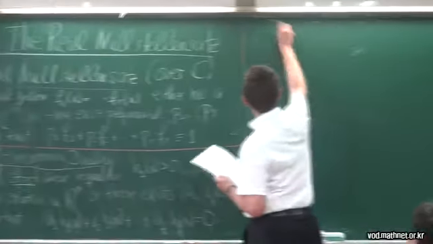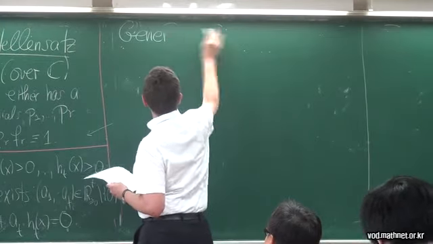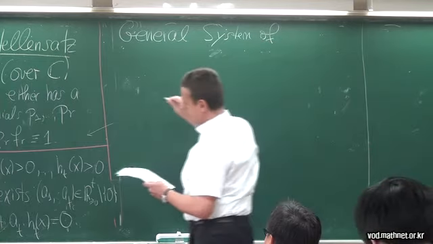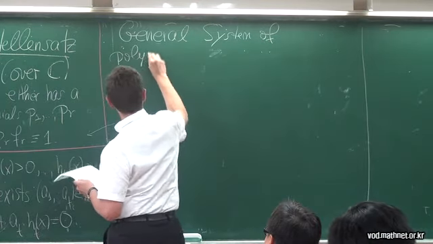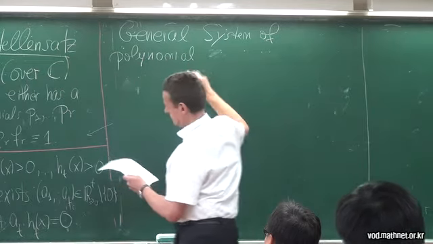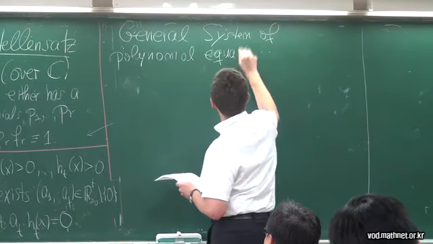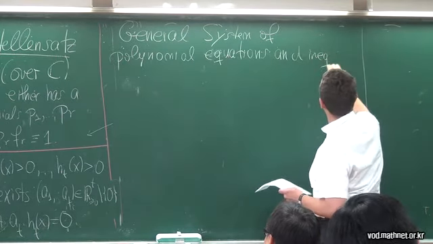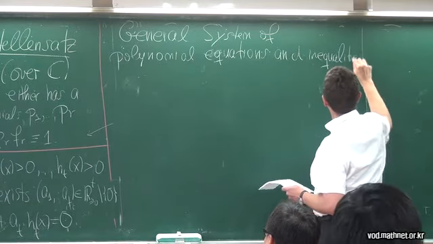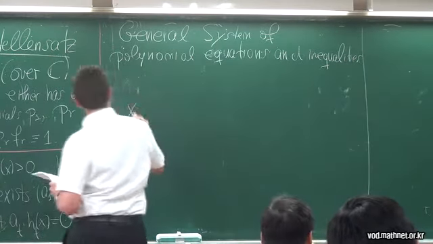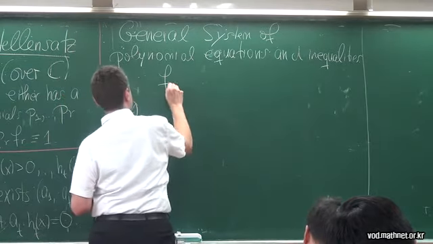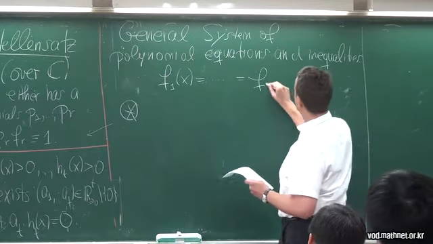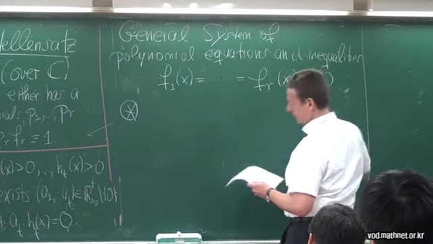So now we're going to look at a general system of arbitrary polynomial equations and inequalities. Normal equations and inequalities. And I'm going to call my system star. So first of all there are equations f1 of x, blah blah, fr of x equals 0, in n variables.